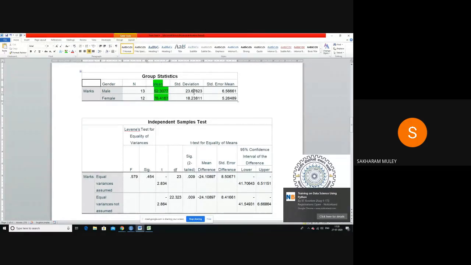And this is a standard deviation value and this is a standard error value. So we always present our data using mean and standard deviation. On looking at the values of mean, I can conclude that female score is significantly more than that of male score. This is how we interpret our results. Now this is independent t-test.